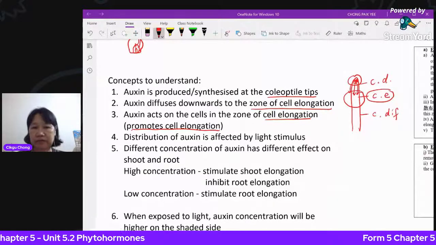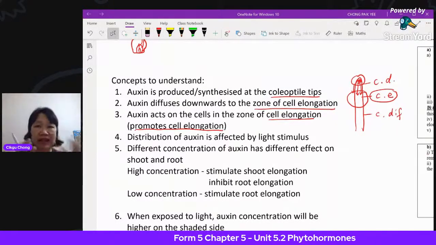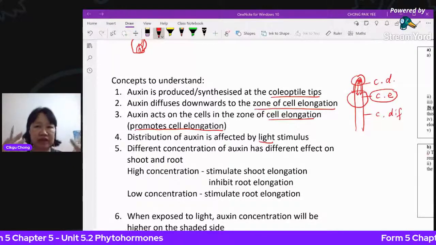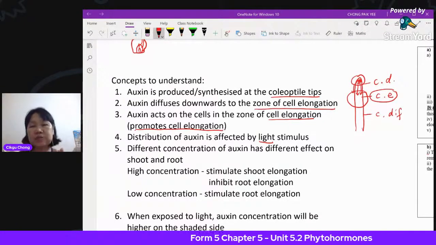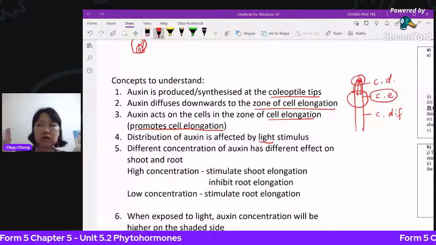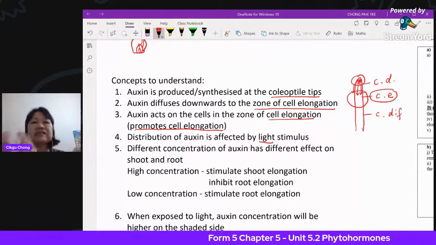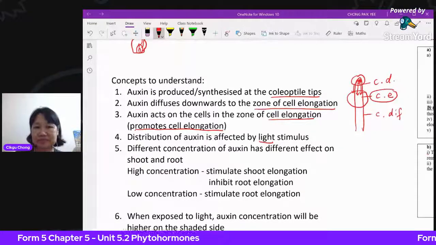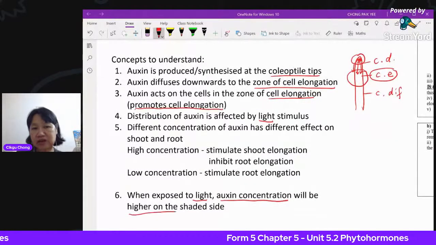Number four, the auxin distribution, that means whether more or less, is going to be affected by light. So when the light comes from a different direction, it means your auxin is no longer even. It's not evenly distributed. When you have light coming from only one side, the auxin will move to the side that is darker, away from the sunlight. Number six here: when exposed to light, auxin concentration will be higher on the shaded side.